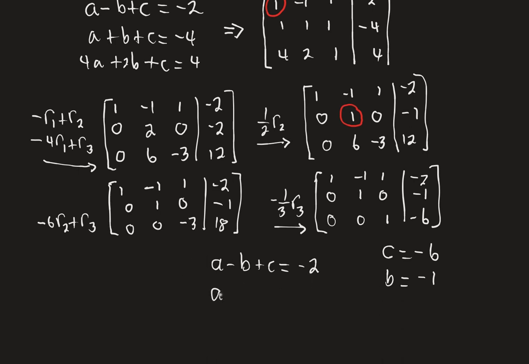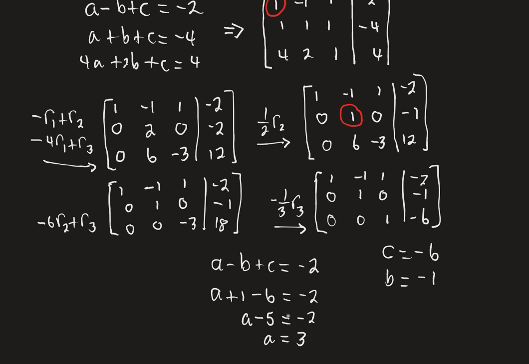So we have A plus 1 minus 6 is equal to -2. So A minus 5 is equal to -2. So A is equal to 3.